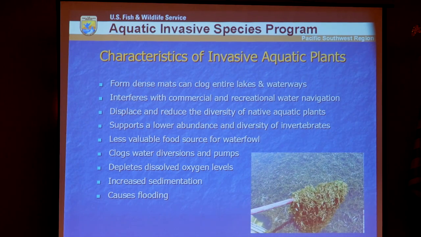They form dense mats. You can't navigate channels. You can't recreate in particular areas. They clog out marinas. They clog out water conveyance systems. The large accumulations of plant material, as they senesce and die, deplete oxygen in the water, killing fish. They also form very monotypic plant communities where you actually have a depletion in invertebrate populations. You don't have the diversity there that provides good food source for bait fish, for game fish fry, things of that nature.